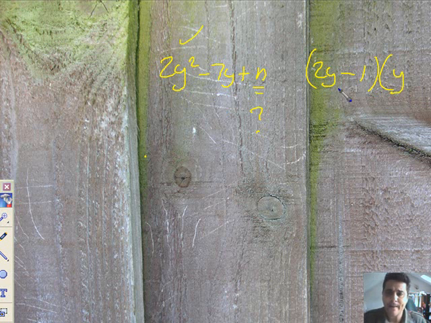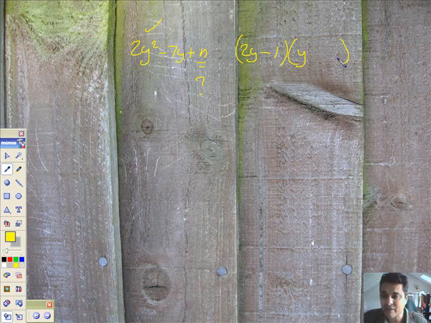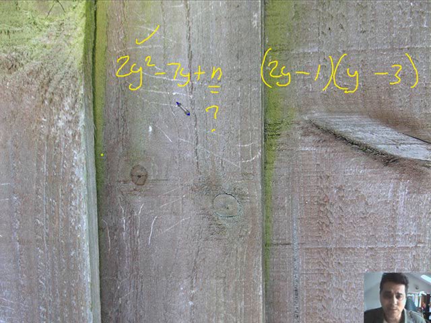So look, minus 1 times y will be minus 1y. I need to get another 6 y's from somewhere. The only way to get a 6 is to shove a 3 right on the end. So look at it carefully. 2y times y, 2y squared. 2y times 3, it's got to be negative to make minus 6y.